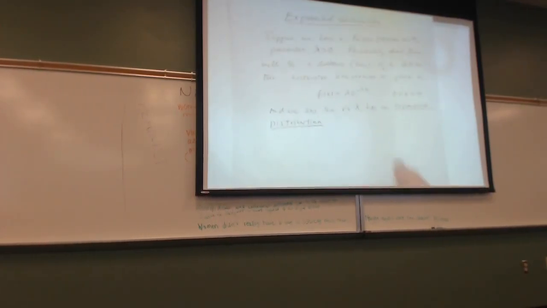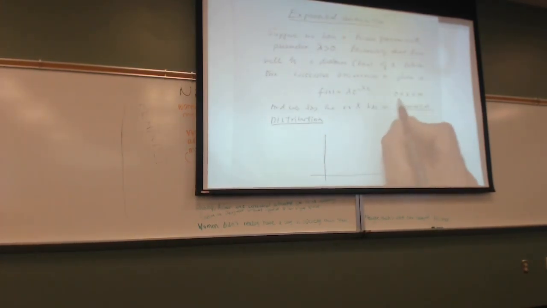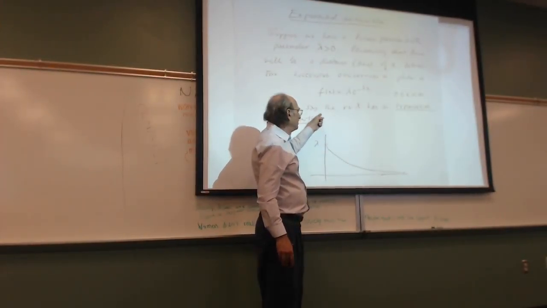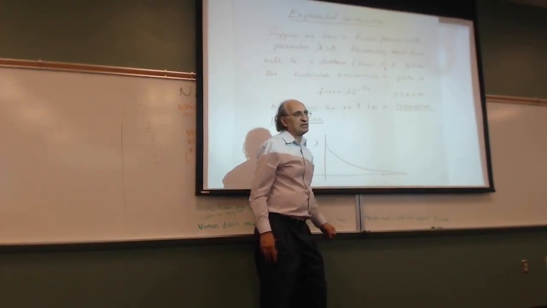So what does this function look like? Well, when x is 0, of course, e to the 0 is 1, so this is just lambda, whatever lambda is. And then, as x increases, this decreases rapidly towards 0. So the graph looks something like this. That is pretty much what you refer to in physics as an exponential decay function, starting from lambda. So the bigger the lambda, the higher your starting point, and the more rapid the decay.